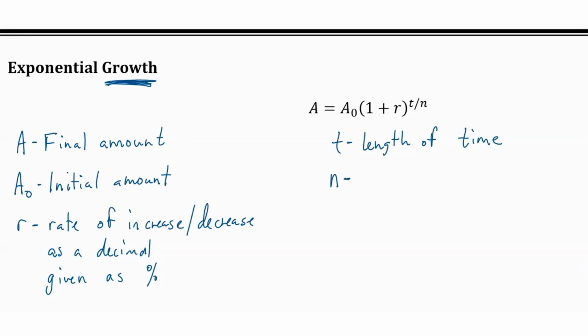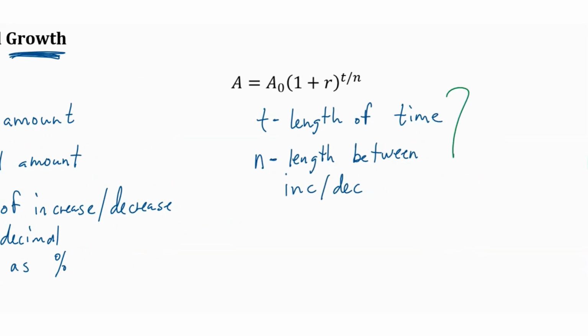And N is also a length, but it's a little bit different. It's the length between increases or decreases, whichever one is happening in the situation that you're looking at. Again, I think the first few examples, we don't really have to worry about it. It doesn't really come up, but then it'll come up, and when it comes up, it'll make a bit more sense, and we'll talk about it. These two definitely have to be in the same units.